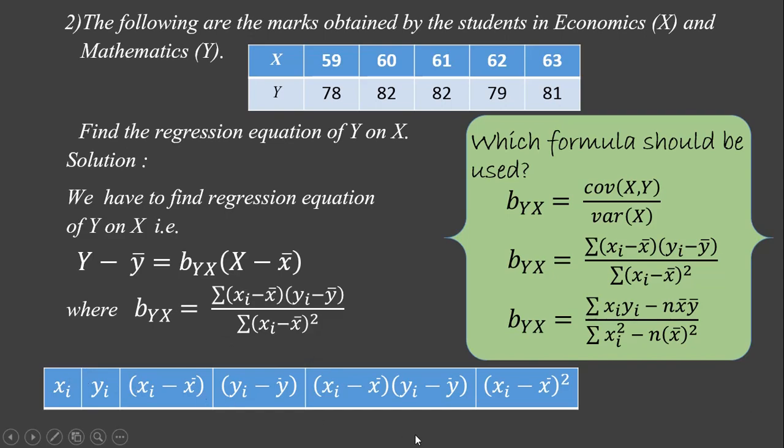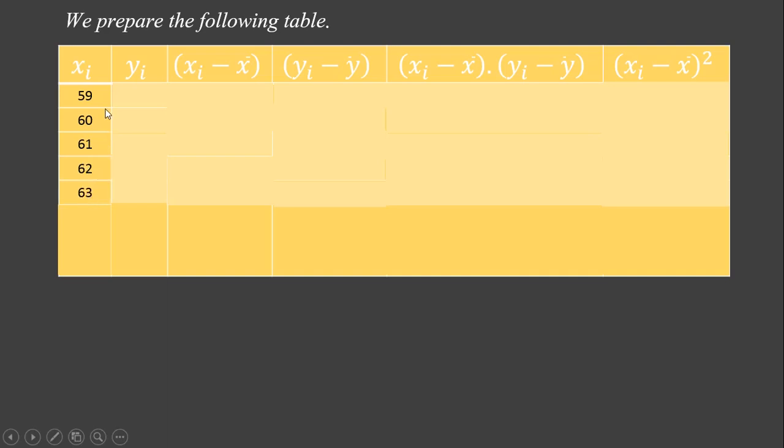So we prepare the following table: first column for xi, then a column for yi, then xi minus x bar, then yi minus y bar, then the product of these two, xi minus x bar into yi minus y bar, and the last column xi minus x bar to the square. Now we write the values of xi: 59, 60, 61, 62, 63. These values of x are given. Values of yi: 78, 82, 82, 79, 81.